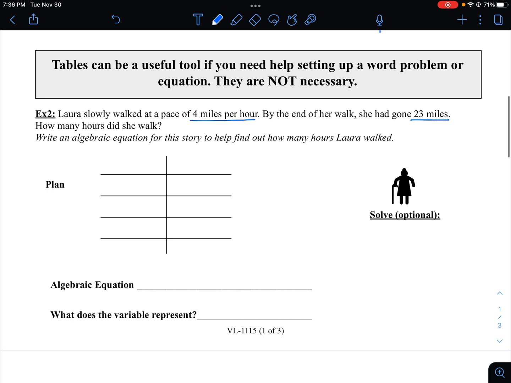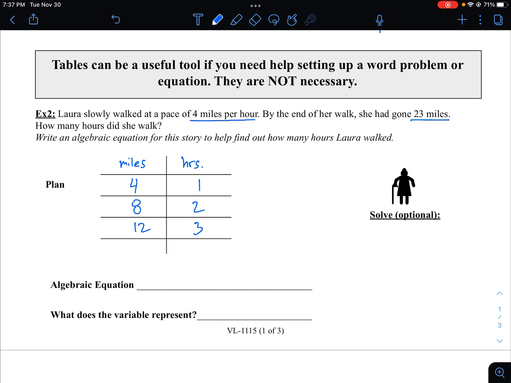So let's just go like 4 miles in 1 hour, right? So this is miles, and this is hours. I'm just going to do HRS. So 4 miles in 1 hour. How many miles? Let's say we did 2 hours. That would be like, what, 8 miles, right? If I did 3 hours, that would be 12. So I'm going to save this bottom slot to help figure out what we need to figure out, which is she had gone 23 miles.